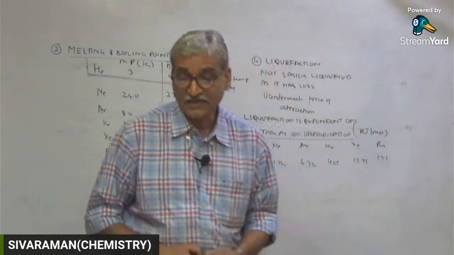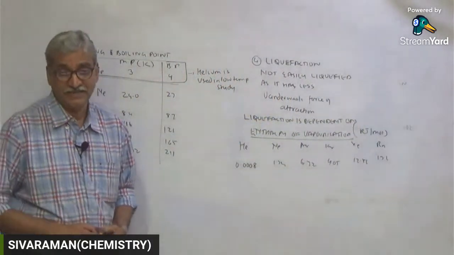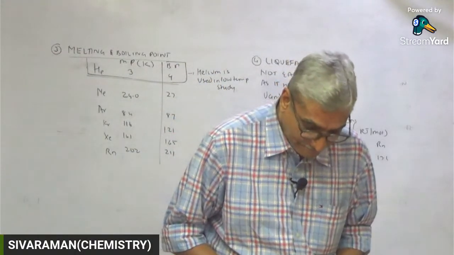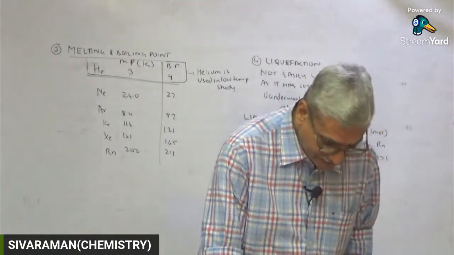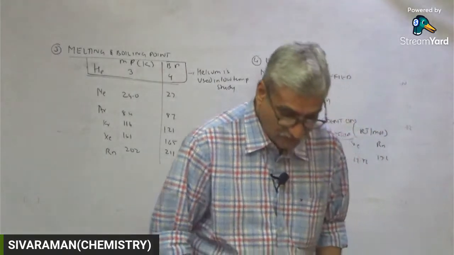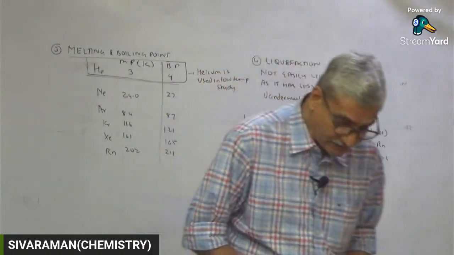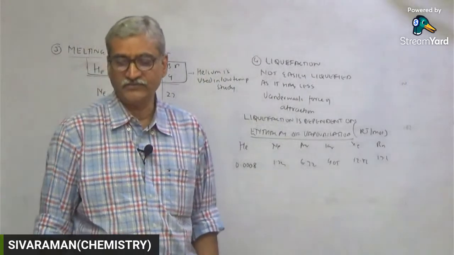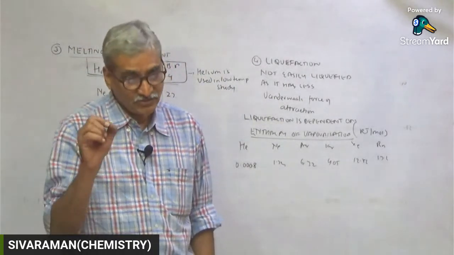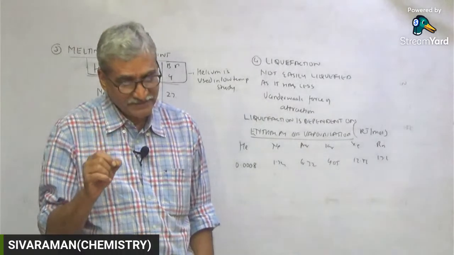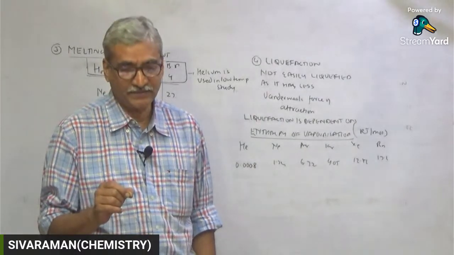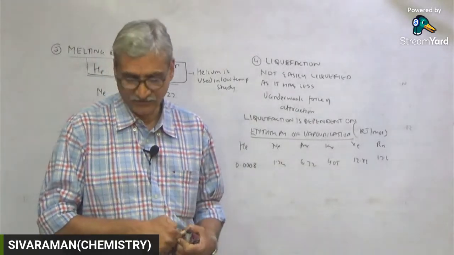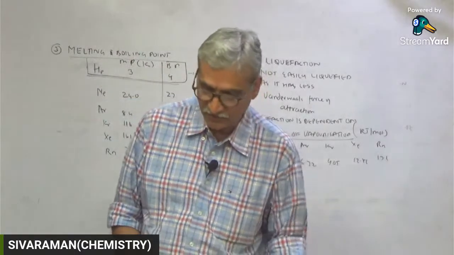For carbon dioxide, the critical temperature was 30.98 at a pressure of, I think, around 70. So at 70 atmosphere pressure and 30.98, carbon dioxide started liquefying. It's clear. So if the enthalpy of vaporization is less, what is going to happen? The critical temperature will be high. So this is the connection that we are talking about.